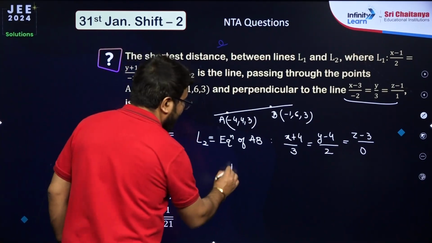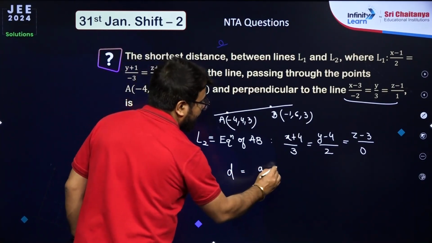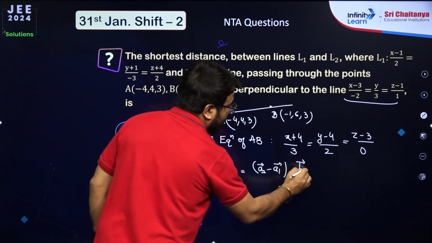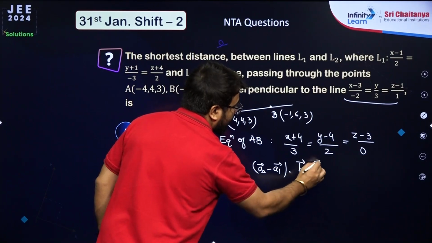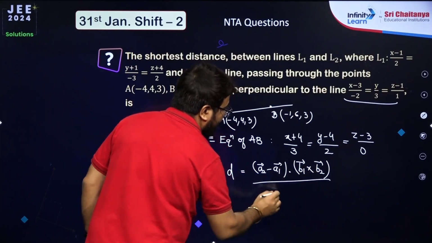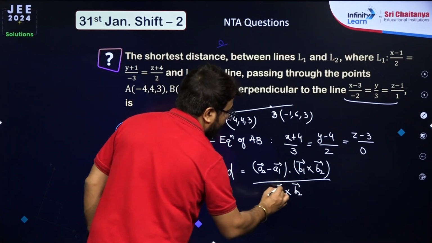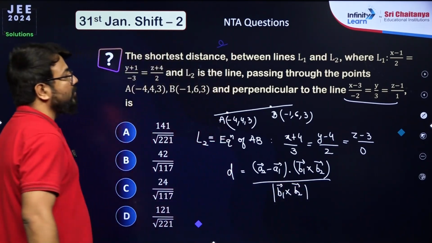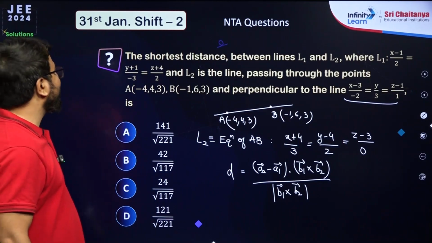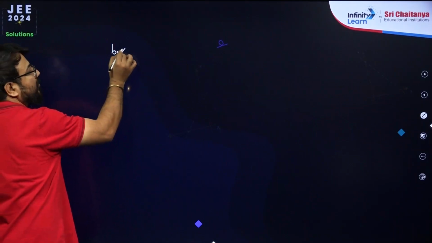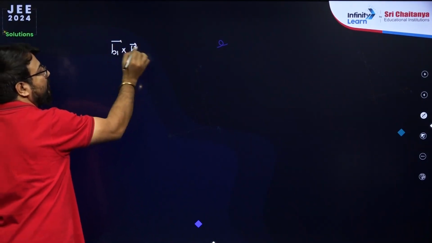So if I want to get the distance, I need to apply this formula: (A2 minus A1) dot (B1 cross B2), divided by the magnitude of B1 cross B2. Is that clear to you? Alright. So what is B1 and B2? B1 vector is 2, minus 3 and 2. Let us find the value of B1 cross B2 over here.